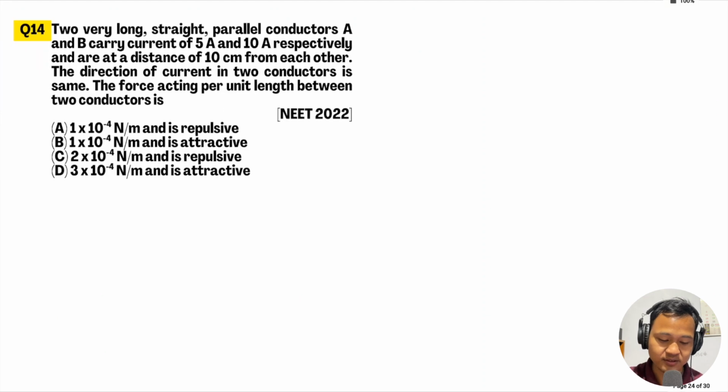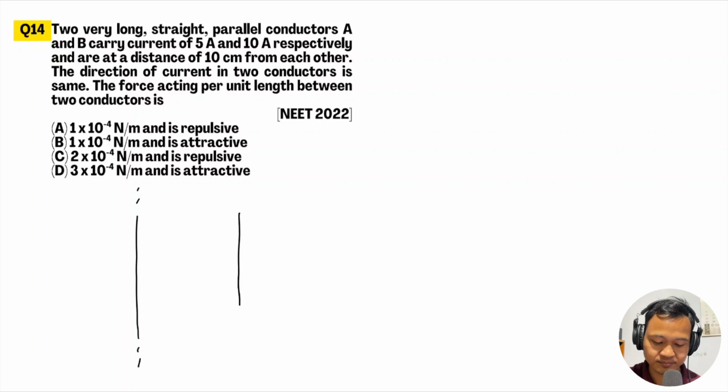Okay, I have one last question. Two very long straight parallel conductors A and B carrying currents like this, 5 and 10 ampere respectively, at a distance of 10 centimeter from each other. The direction of the current in the conductors is the same. So 5 ampere and 10 ampere.